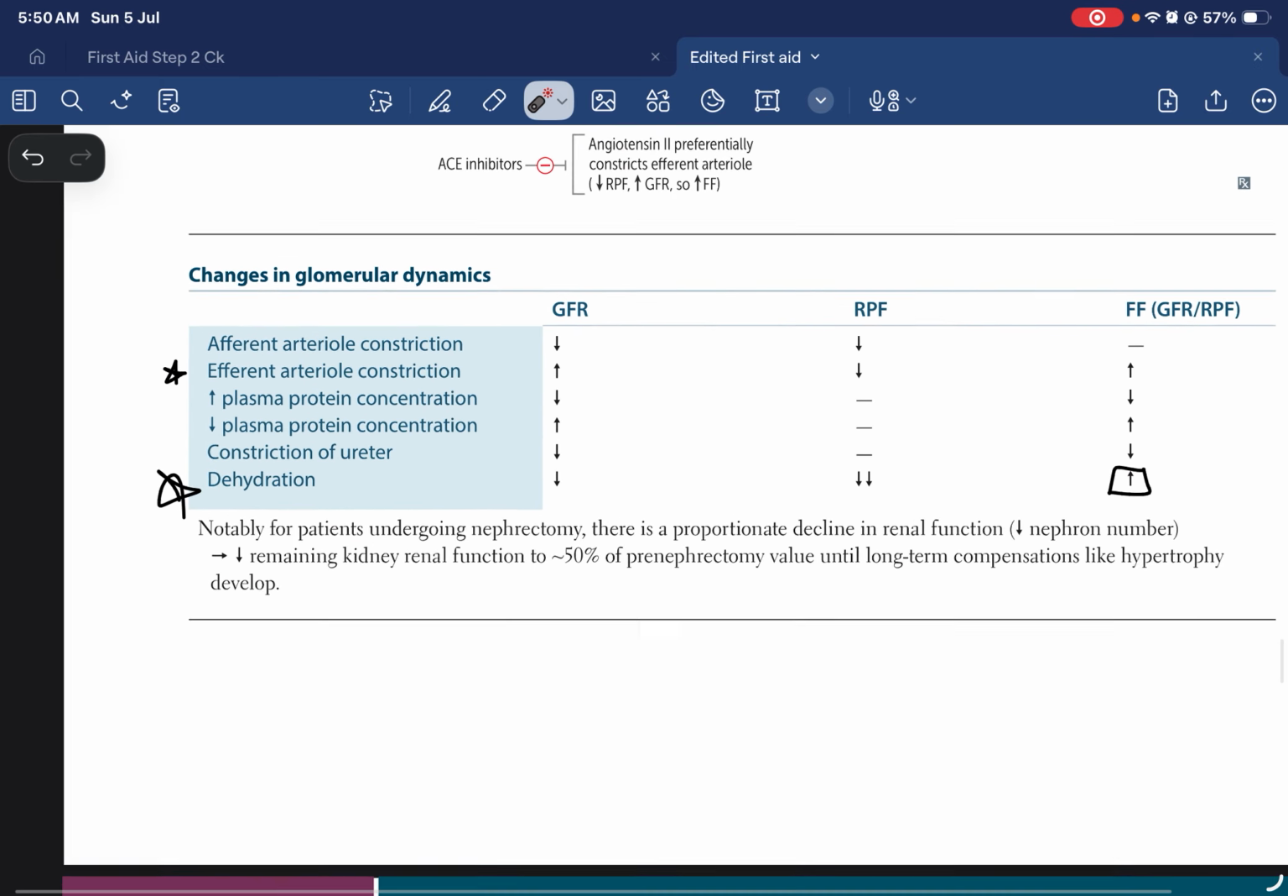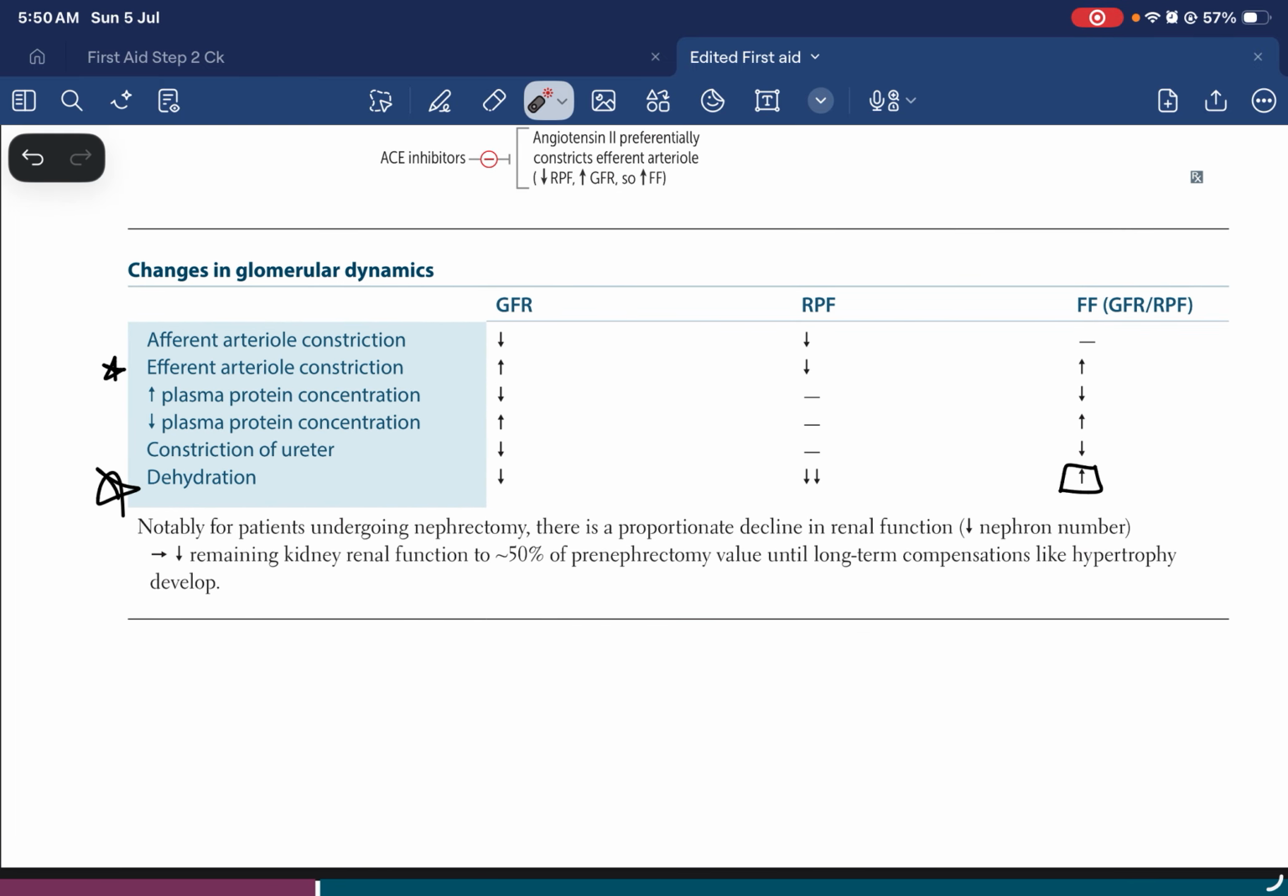This is the most important table that you need to understand. First of all, afferent arteriole constriction. If there's constriction of the afferent arteriole, it's going to cause less blood to enter into the kidney. So less blood is going to be entering through this constricted vessel. That's going to decrease the GFR and decrease the renal plasma flow. Filtration fraction will remain the same because both of them are decreasing.